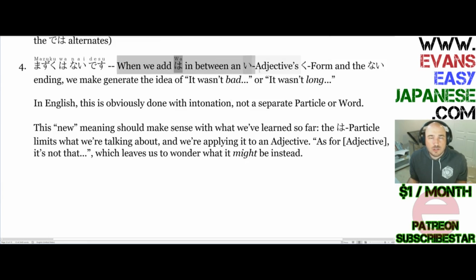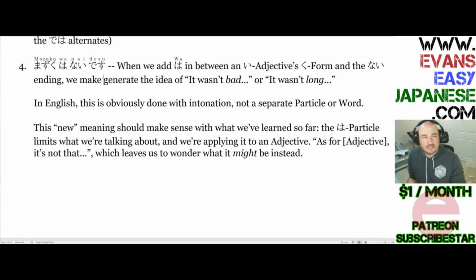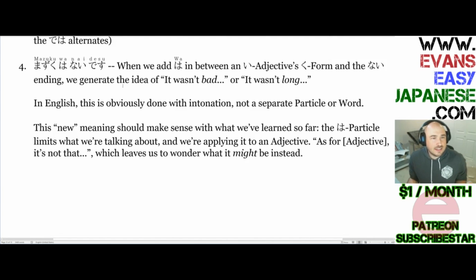When we add wa in between the i-adjective's ku form and the nai ending, we generate the idea. We make, generate. What do you think, John? Make or generate? What should I go with? Kayla? Generate. Oh, fancy. Taking us back to the 7 days. Infer? There's no inference. Maybe produce. We generate the idea of it wasn't bad, or something.